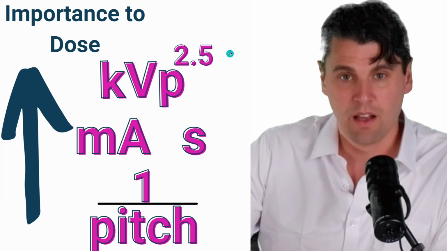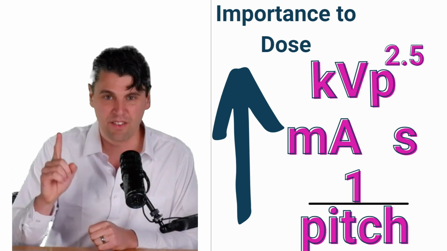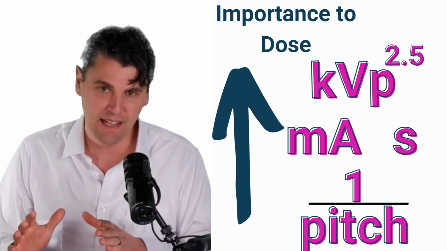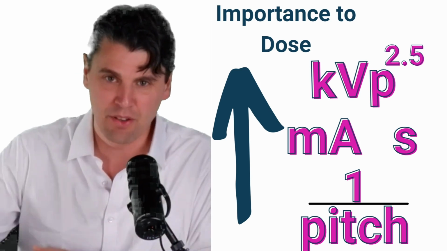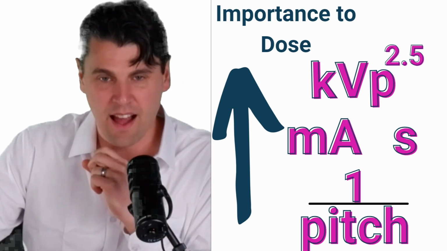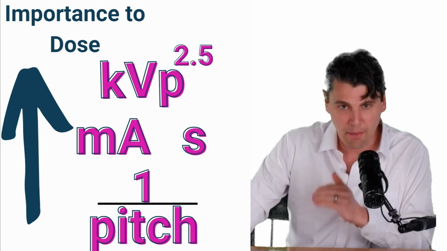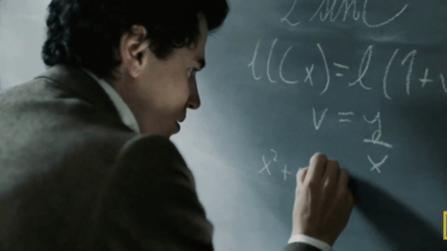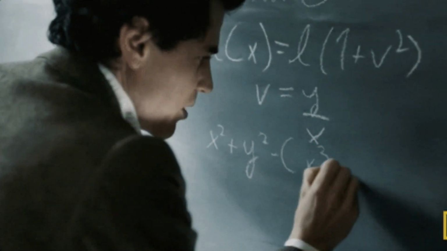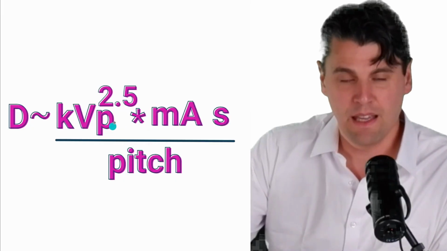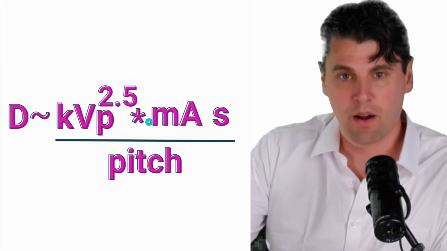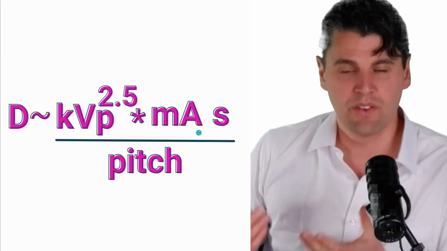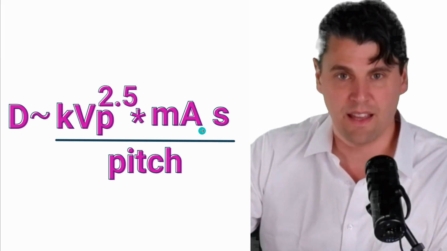So the take-home point: start off with kVp, that's number one in importance, and then have these relationships memorized down to your soul: mA and time are directly proportional, and pitch is inversely proportional with dose. If we write that out as an equation, we have kVp to the 2.5 power times mA times time, divided by pitch. Our dose is going to be proportional to that on our CT scanner.